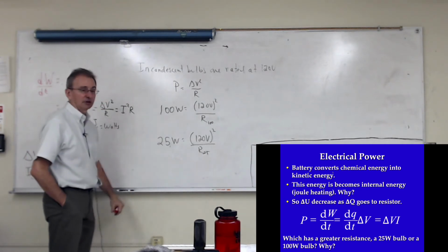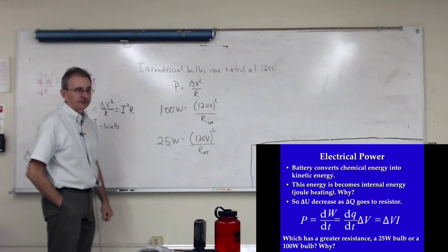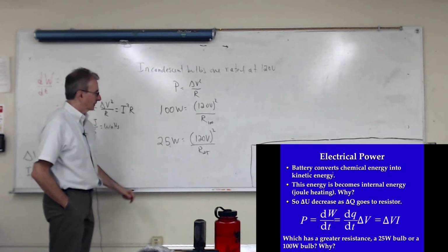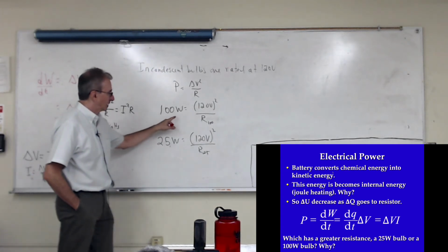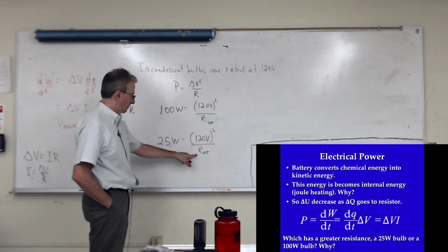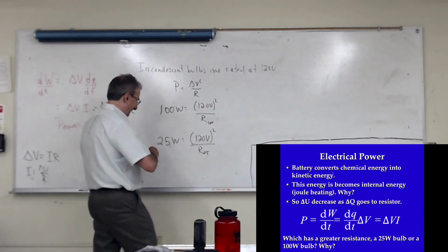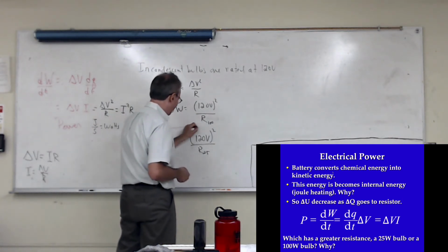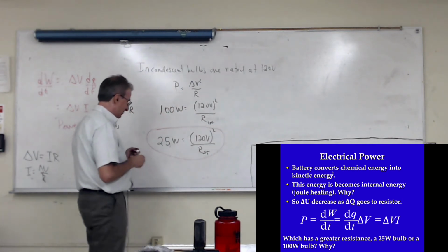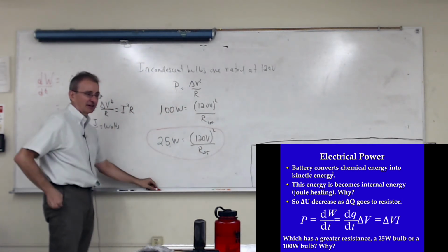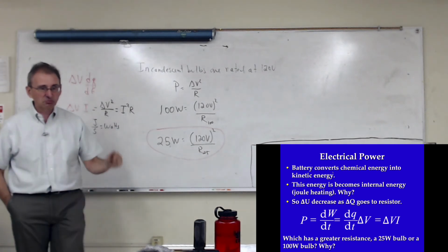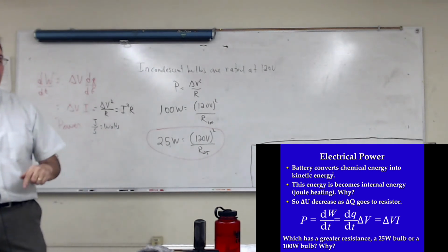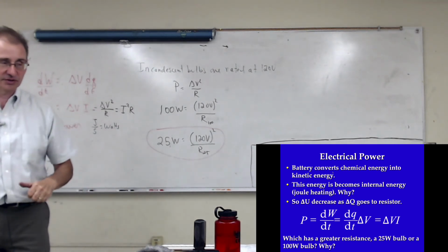This one or this one? Isn't it 100? You're saying this one has a higher resistance than this one? No, sorry, the 25 has. Okay, all right, yeah, because this is a smaller number, the denominator. I was thinking 25 times R is smaller than 100, but yeah. So this has the higher resistance. The smaller the power rating, the greater the resistance.